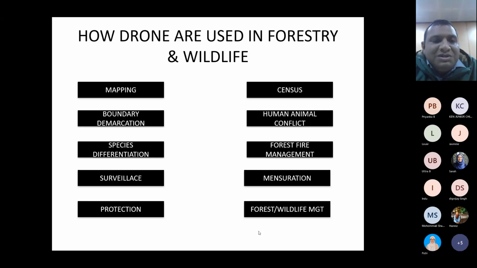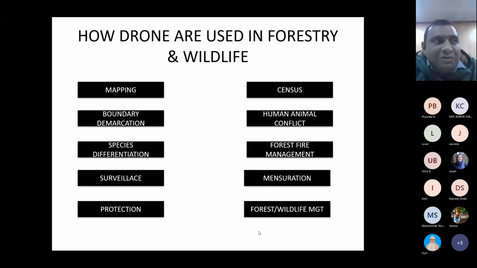Then species differentiation. Generally, in Indian forests, except the Himalayas, when you go to southern India, especially the Western Ghats, and again the Andaman and Nicobar and the northeastern states, you have very good tropical forests. They have a lot of species. So it's very difficult to identify the species based on the data we get from satellites, maybe because of the resolution, or maybe because of fewer bands. In that case, drones fitted with multispectral or hyperspectral sensors play a role in identifying them.